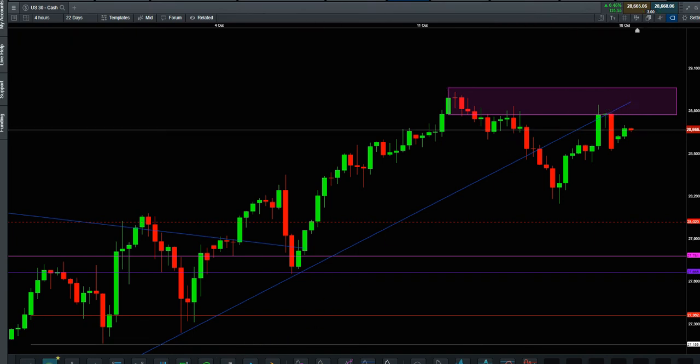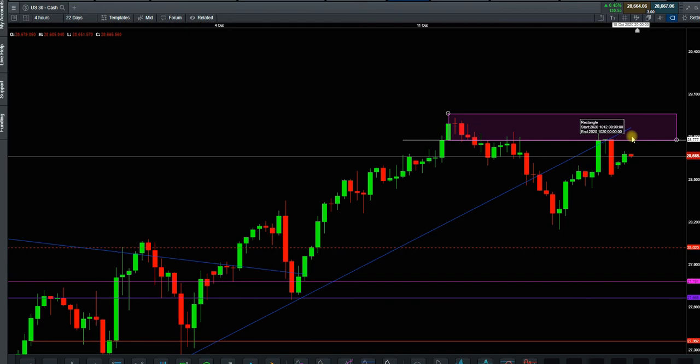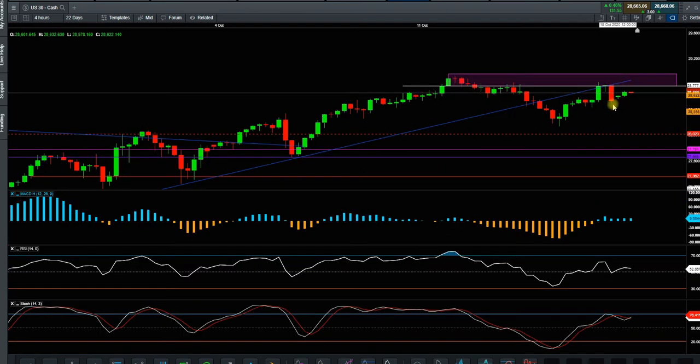Let me tell you exactly what the level is. We need to close above 28,777. If we close above this line in a green bar, that's going to be bullish. Otherwise, the market is stuck in this resistance, and we will see another sell-off like this. This is a bullish setup here.